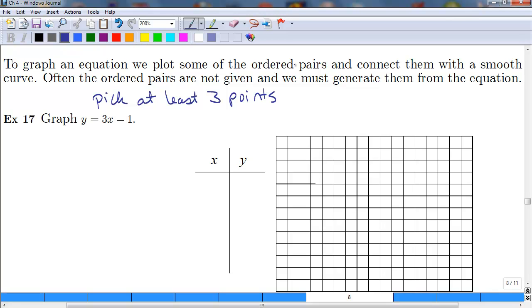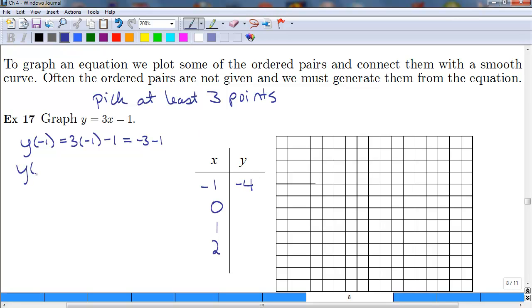Some people like to be nice and symmetric and pick the points -1, 0, and 1. Some like to pick 0, 1, and 2. Whichever you prefer, it's up to you. So for this one, if we plug in -1, y of -1 is going to be 3 times -1 minus 1, which is going to be -3 minus 1, which is -4.